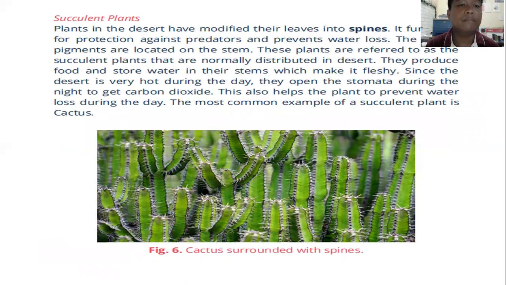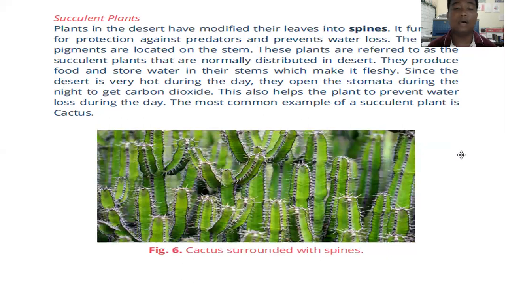Okay, succulent plants. Plants in the desert have modified their leaves into spines. So why did they make spines? What's the purpose of spines? It functions for protection against predators and prevents water loss. The plant's pigments are located on the stem. These plants are referred to as succulent plants that are normally distributed in deserts.